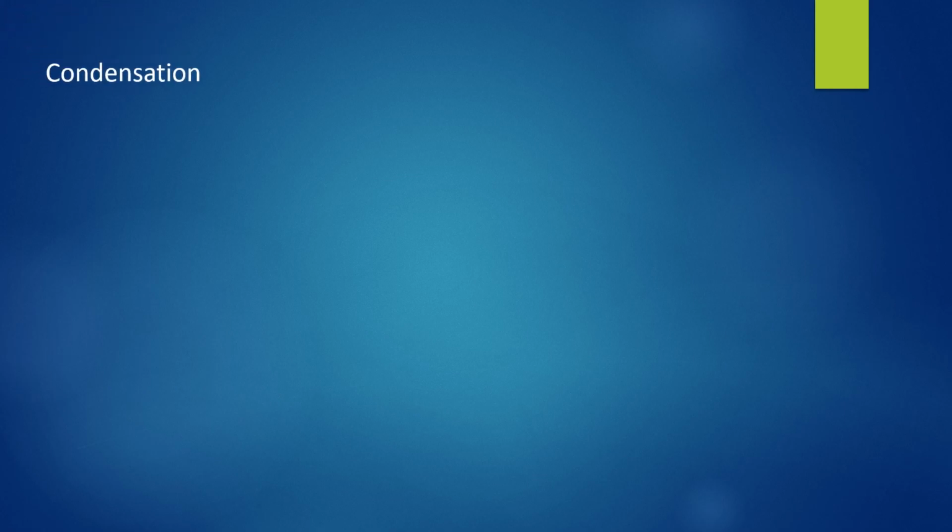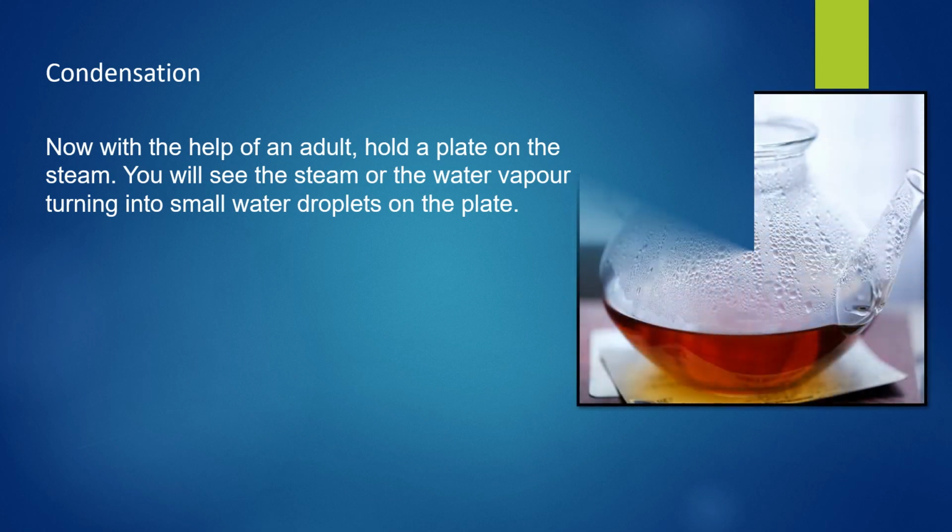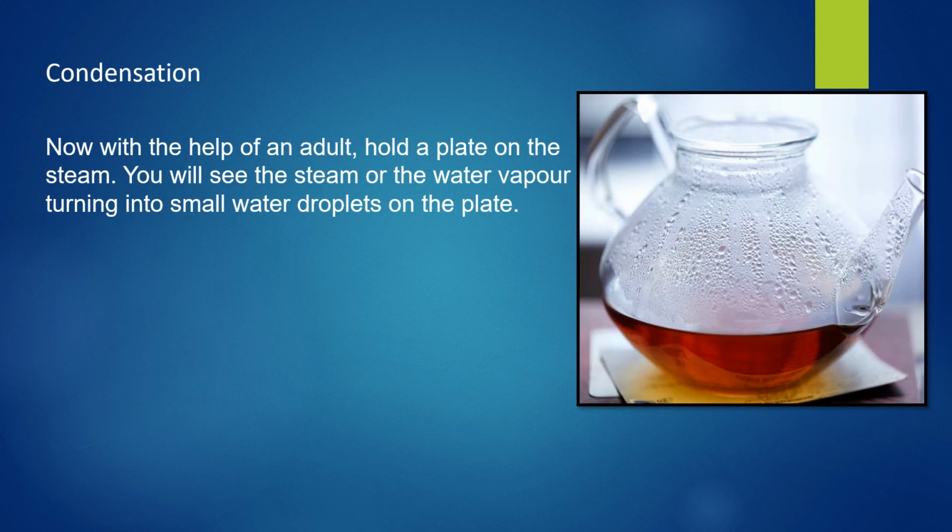so next we are going to learn about condensation. Now, with the help of an adult, again you have to take help of an adult, hold a plate over the steam. When the steam is coming out from the pot, you have to hold the plate over that. Then you will see the steam, the water vapor, turning into small water droplets on the plate. In this way, when you keep a plate over a teapot, then also you can see the result.